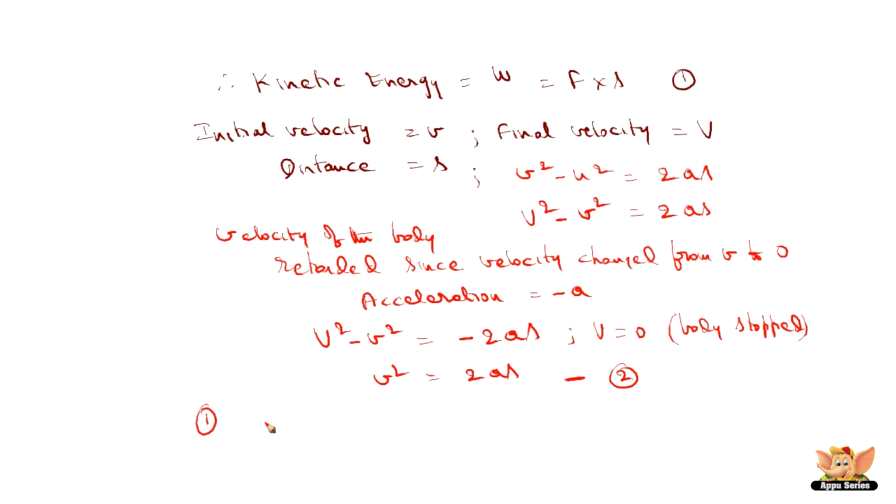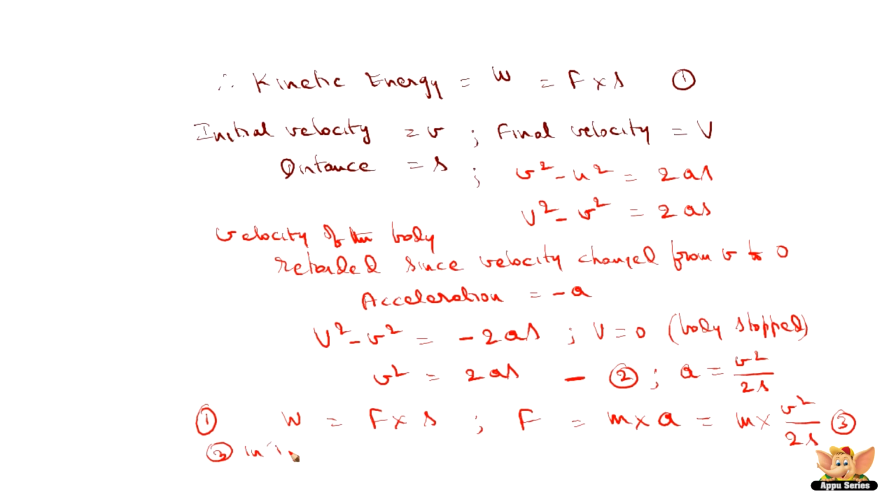Now we know the first equation says W is F into S, where F is mass into acceleration. Now we will put, instead of acceleration, m into v square by 2s. Why? From this equation, we say a is equal to v square by 2s. So on substituting 3 in 1, we get W is equal to, which is the kinetic energy, F is m into v square by 2s into s. Now s gets cancelled. We get mv square by 2.